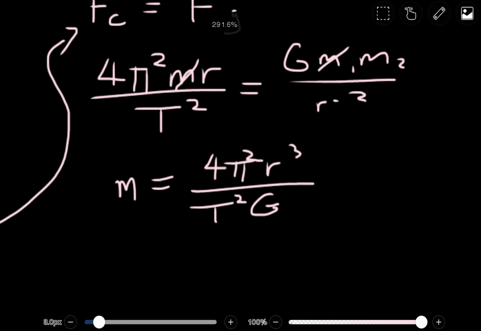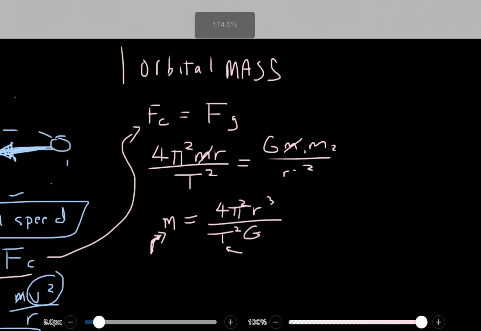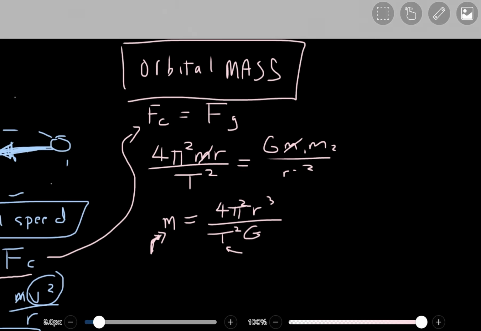Okay. Now, I just want to point out this is the mass of the object being orbited, such as the sun, and this is the period of a satellite. Satellite is anything that's orbiting an object, such as the Earth orbiting the sun, or a satellite orbiting the Earth. Those are all satellites. So the period of a satellite and the mass of the object being orbited. That's how you find the mass of the object being orbited.